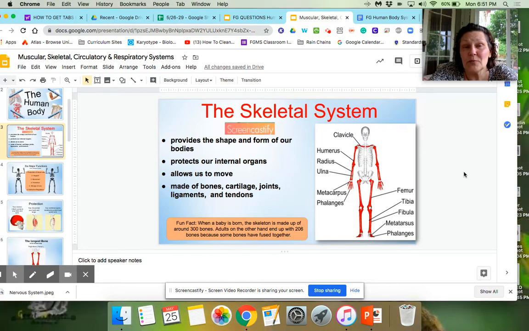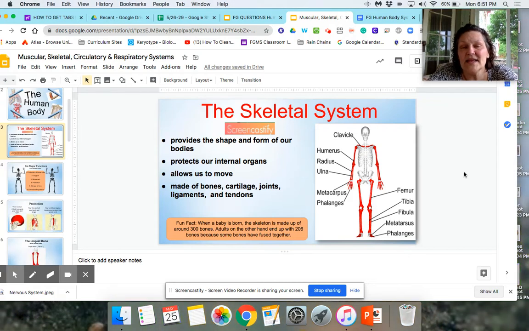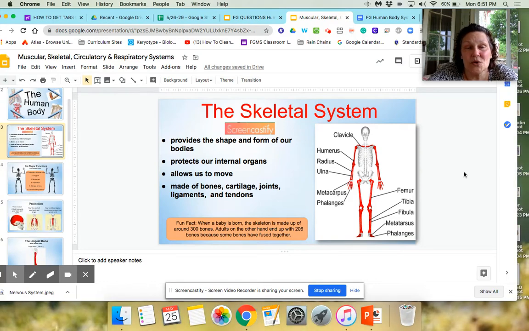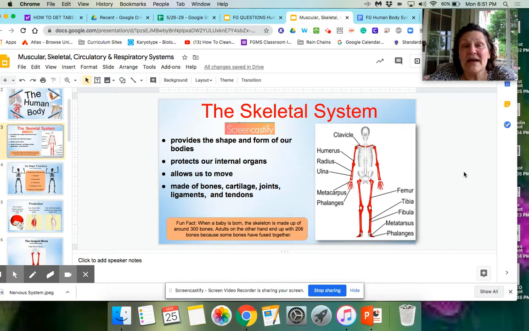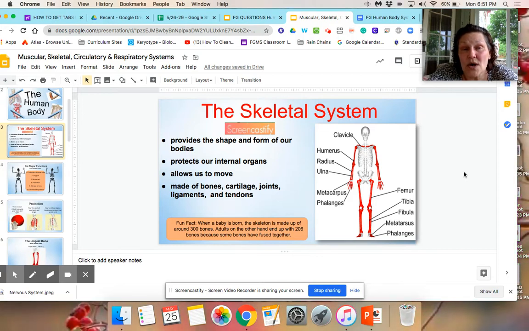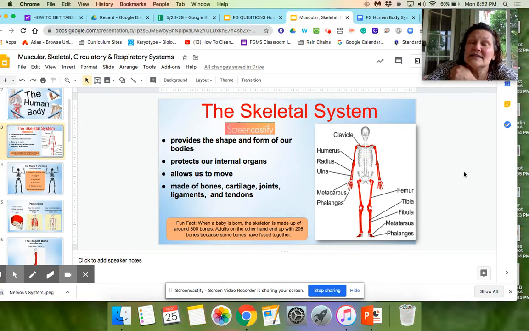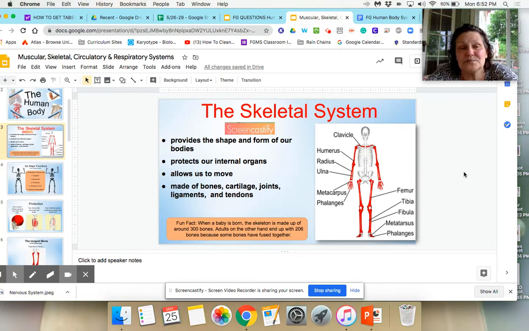right? It helps give your body support so you're not just a big old pile of goo, right? And it gives your body form. Now, remember when we did cells, we learned that plant cells have something called a cell wall and that animal cells don't. Well, animal cells don't because animals typically have some kind of endoskeleton, right? Endo means inside, or exoskeleton, right? Which is a skeleton that's outside the body, right? So we don't need cell walls.